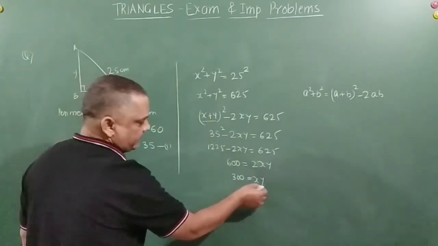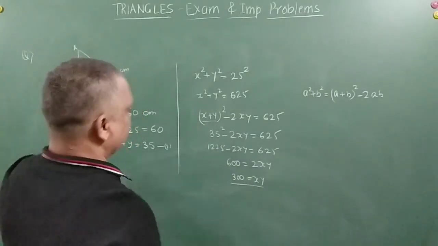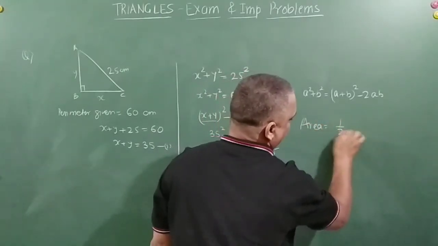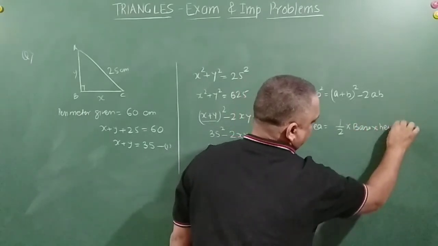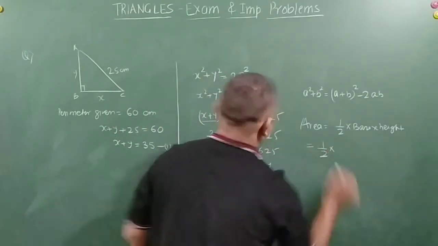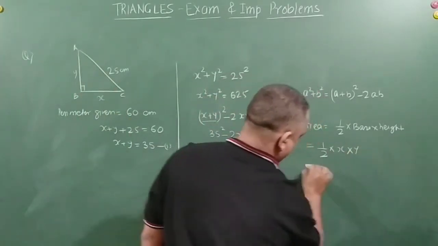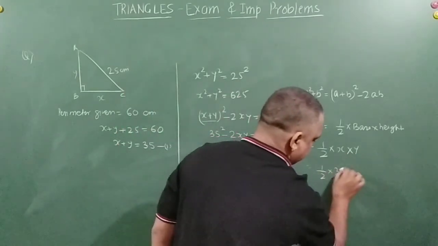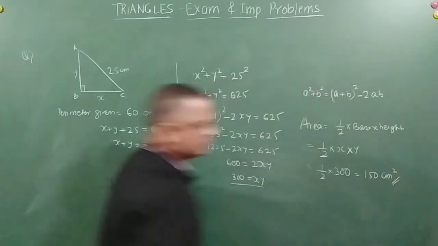Dividing to this side. Now we have reached here, we will stop. We are expected to find the area of this triangle. So what will be the area, friends? Area of a triangle is equal to half into base into height. We all know that. So half into base x into height y, which is equal to half into xy, that is 300, which is equal to 150 centimeters square. So that is the answer.